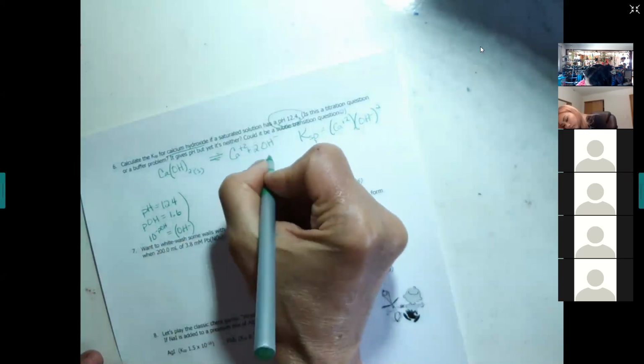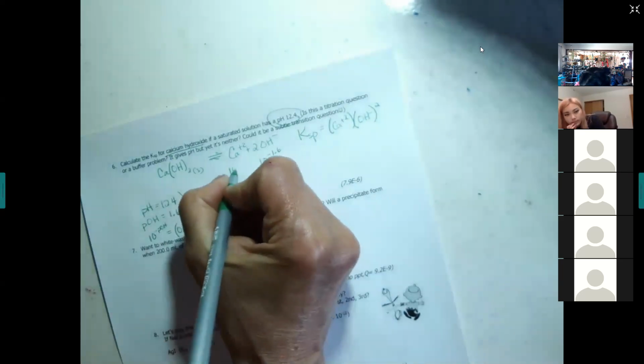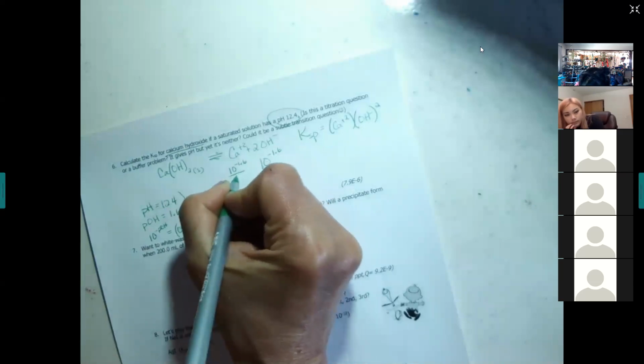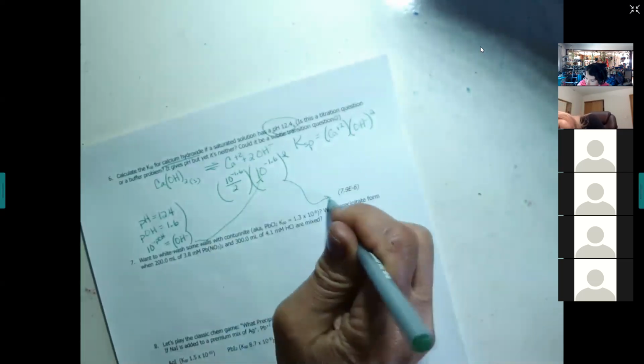So 10 to the negative 1.6 is the number that we plug in there. You do not double it, because that is the hydroxide. For the calcium, you have to cut it in half, because if the hydroxide is double, the calcium is half of the hydroxide. You can ponder that. That's your calcium, that's your hydroxide. You will square the hydroxide and solve for KSP.